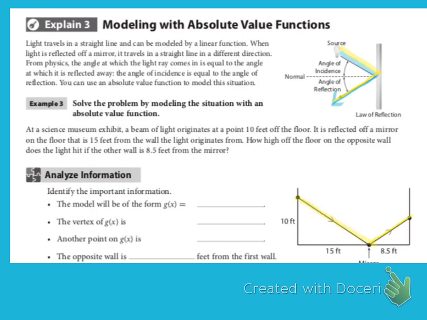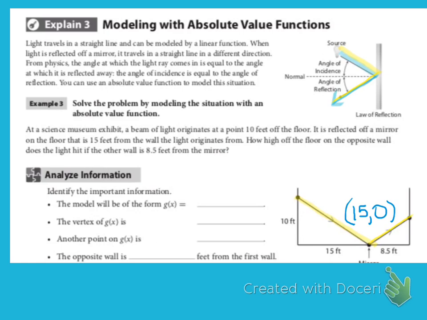Because the angle of incidence and the angle of reflection are the same, this creates basically a piece of an absolute value graph. And the vertex of this absolute value graph we could identify as being (15, 0), because it's hitting the ground, which means it's at height 0, and it's 15 feet away from the wall. So that's the 15 for the x and the 0 for the y.